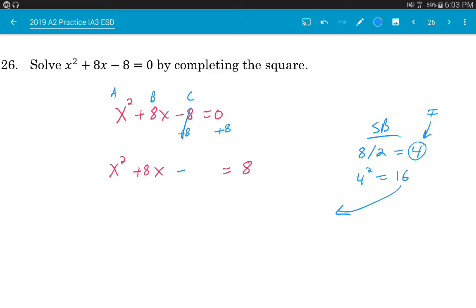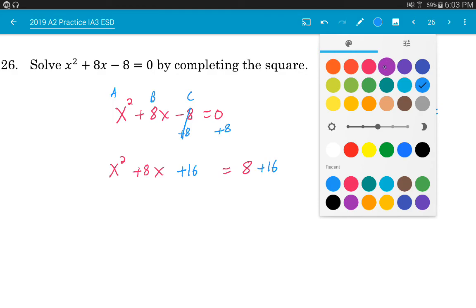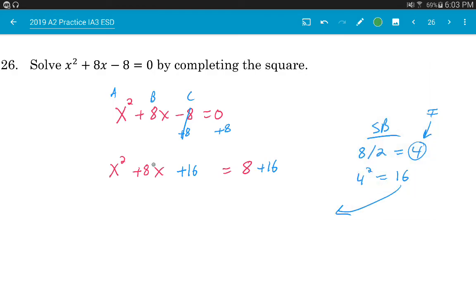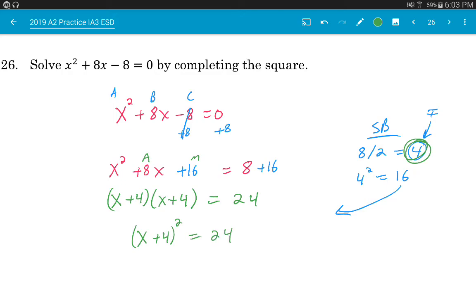This 16 is going to get added back into both sides. Plus 16, plus 16. The reason why is because if you think about this, what adds to 8 and multiplies to 16 is 4 and 4. So this becomes x plus 4. X plus 4 is equal to 24.